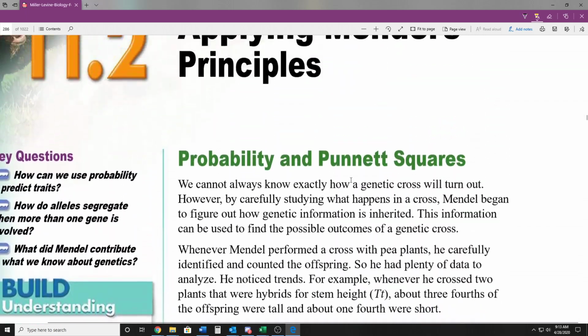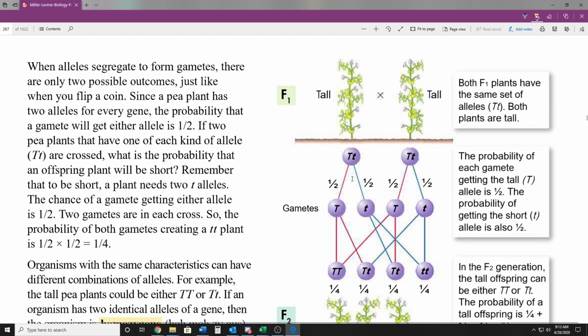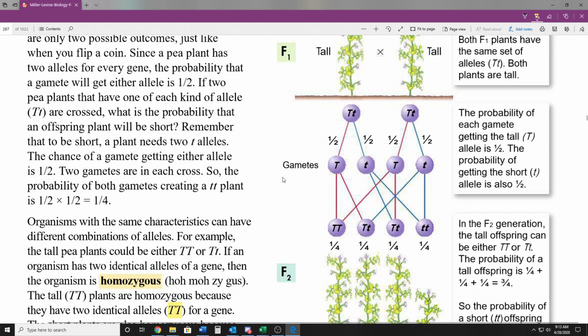What else do we need to cover? No, so we talked about simple dominance, which is what we're familiar with right now. I just went over genotype and phenotype.